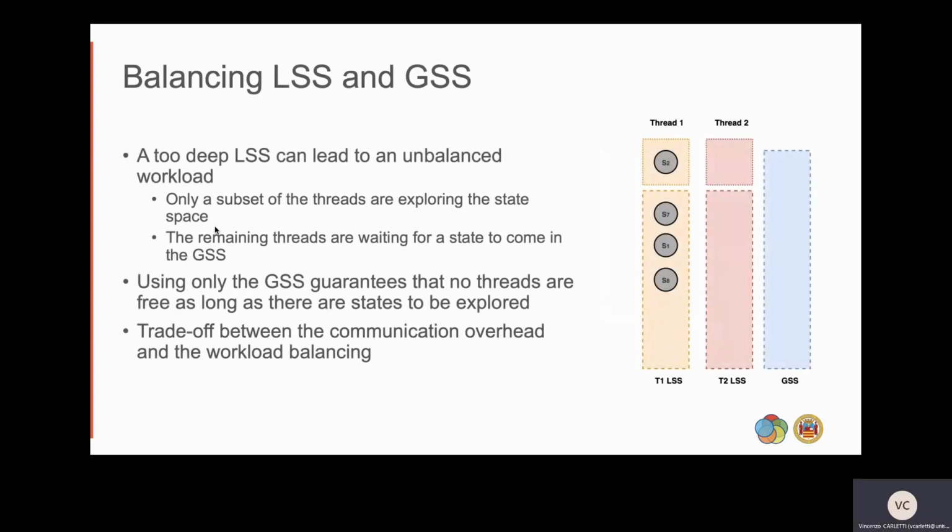We need to find a trade-off between the use of the global state stack and the local state stack, because using only the global state stack can have a high overhead due to communication when the number of threads increases. But using only the local state stack can be a problem because we can have an unbalanced workload if the thread works without sharing states with other threads. So it will explore a huge state space without communicating with the other threads and sharing the workload.